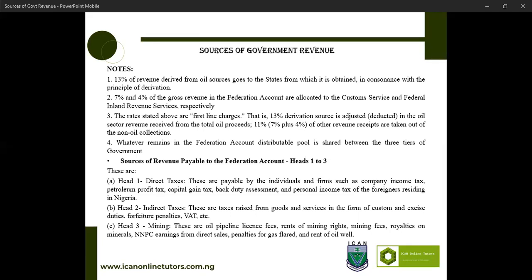The rates stated above are first line charges. That is, the 13% derivation is deducted from the oil sector revenue, from the total oil proceeds, while the 7% and 4% are taken out of the non-oil collections. Whatever remains in the Federation Account will be the distributable pool. The distributable pool will be shared between the three tiers of government. So this note is just giving an insight on what the sharing formula will be, the balance that will be shared between the three tiers of government from the Federation Account.